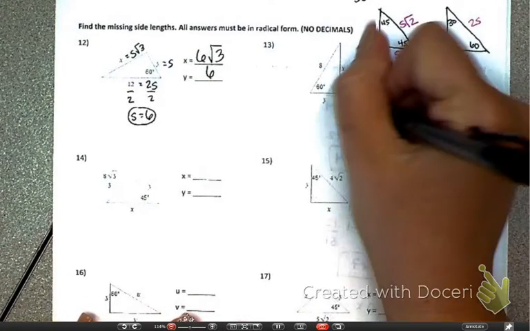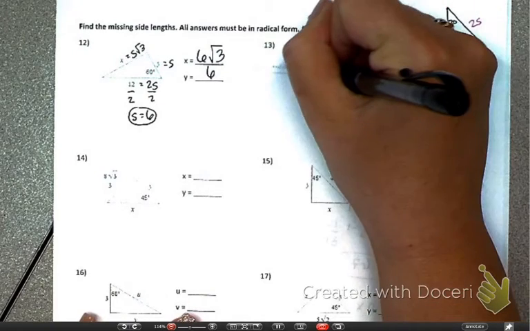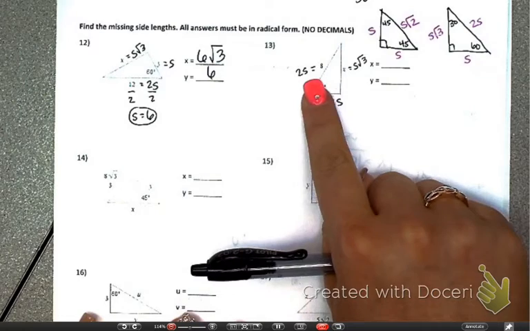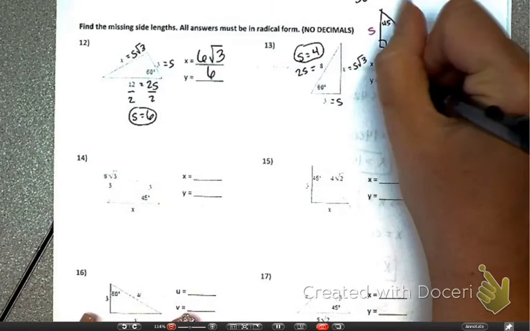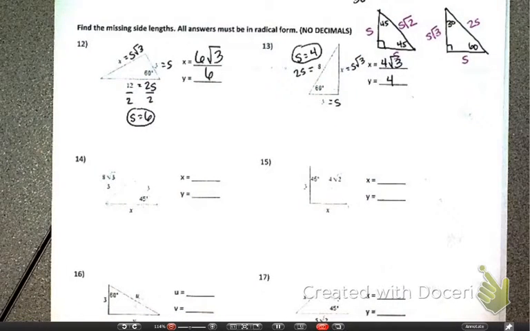Okay? Next one, we have S, S radical 3, 2S. Here's where I can solve for S again, and S is going to equal 4, which means Y is 4 and X is 4 radical 3.